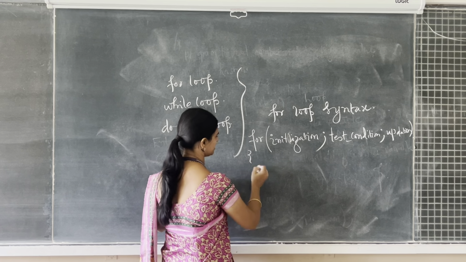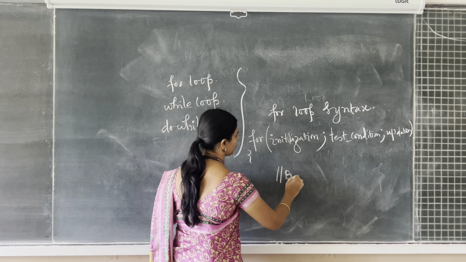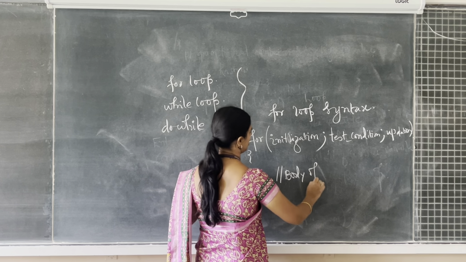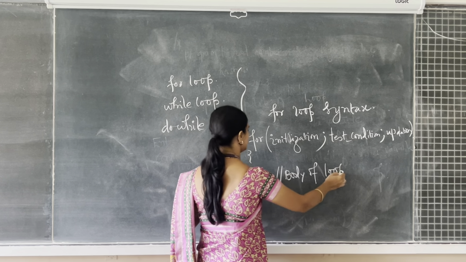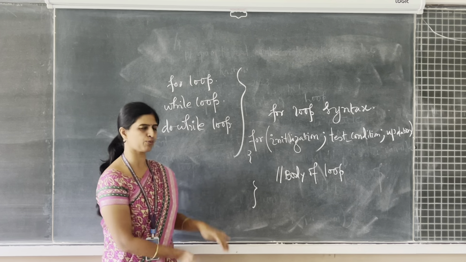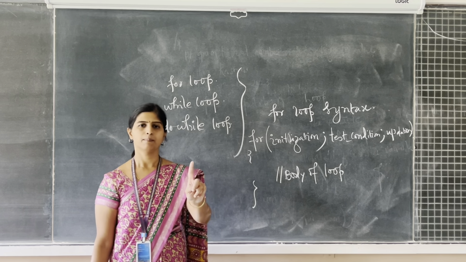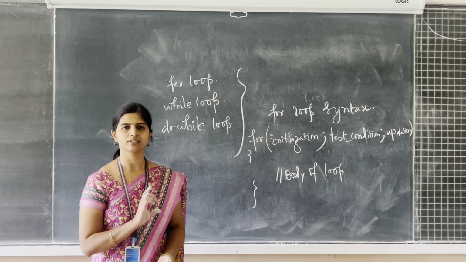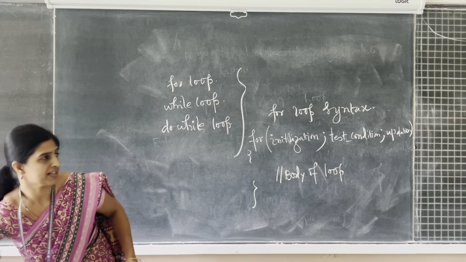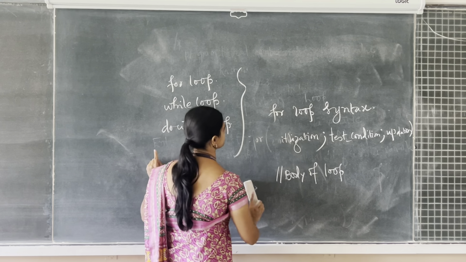Then open the curly brace. Write whatever you want to repeat, that is nothing but the body of the loop. Then complete this. And this particular for loop should be included within main. This is about for syntax. Then we will be studying while.